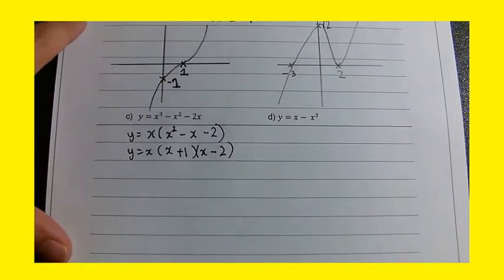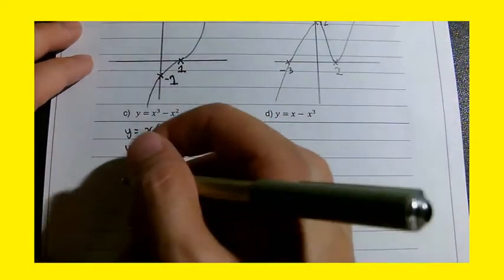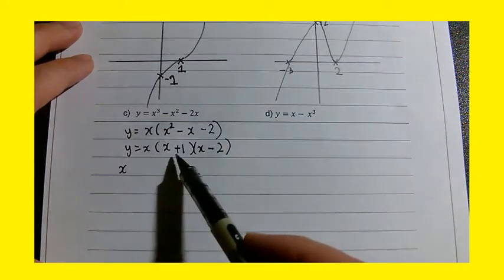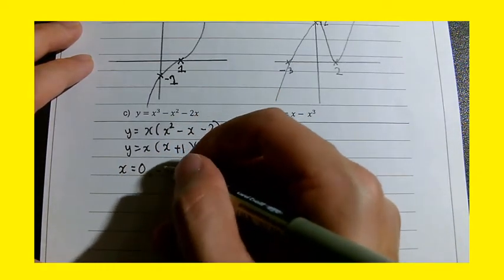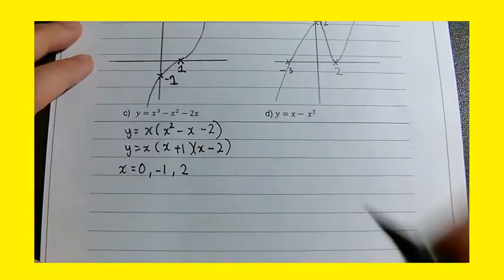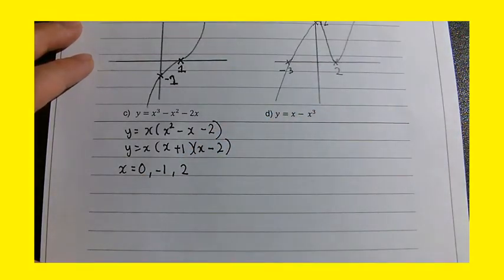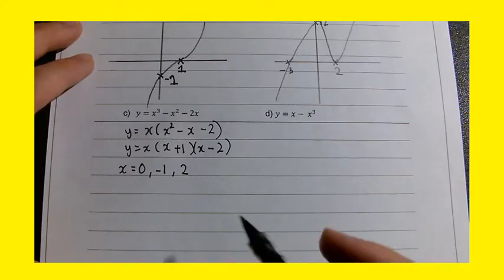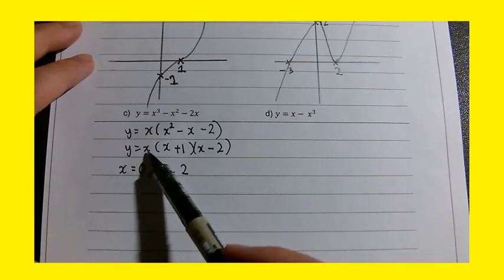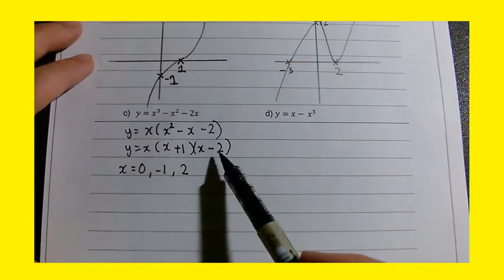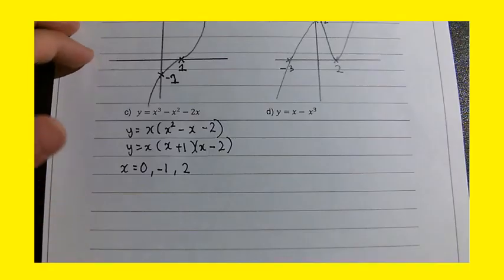Now we've got to get the x-intercepts. If I make each of these equal to 0, I'll get an x-intercept at 0, at minus 1 and at 2. Okay, so I'm going to get my x-intercepts there, and the y-intercept, if I made x equal to 0, which is another way of getting the y-intercept, I'll get 0 times 1 times minus 2, so the y-intercept is also 0.